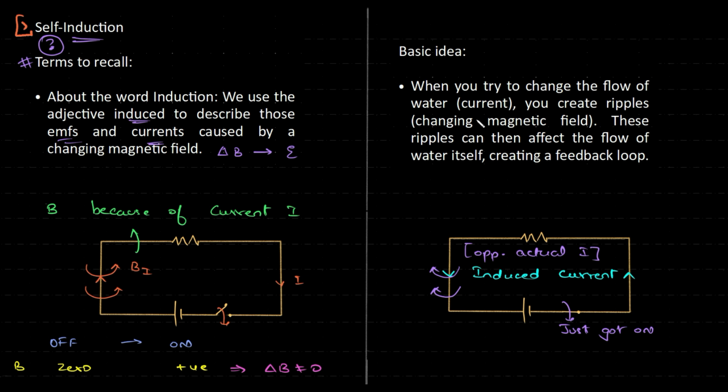When you try to change the flow of water, you create ripples, right? These ripples can affect the flow of water itself, creating a feedback loop. Similar to that, in a similar line, we can think of it. Okay, now let's look at the actual definition.